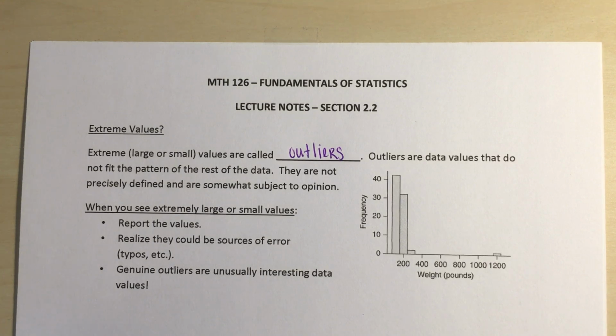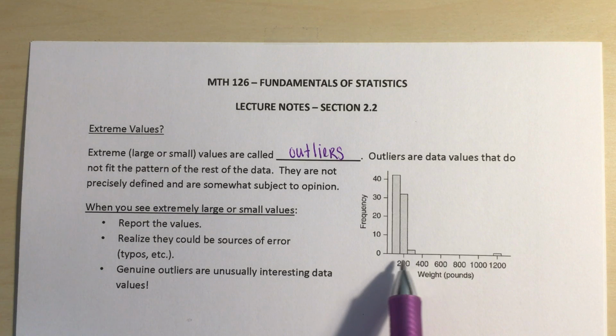When we see these outliers or these extremely large or small values, we should figure out what those values are, realize that they could be sources of error, typos or something along those lines, or genuine outliers are usually interesting data values. So in this case, we don't know what we're measuring, the weight, but we notice that most of the weights here are probably between about 100 and almost 400 pounds.